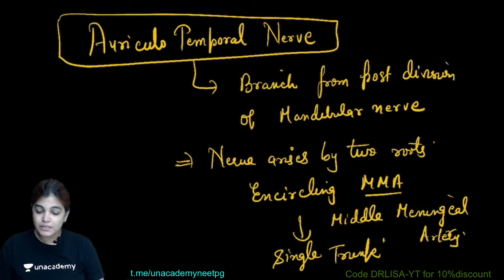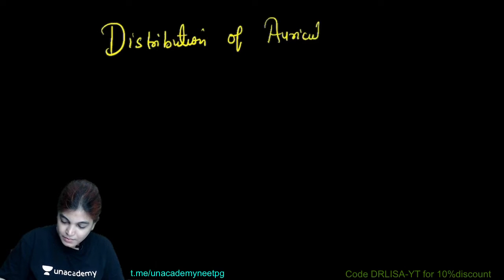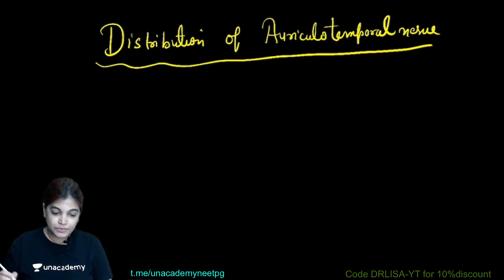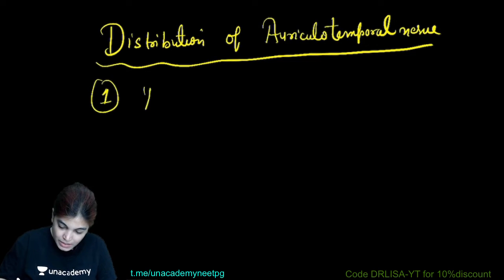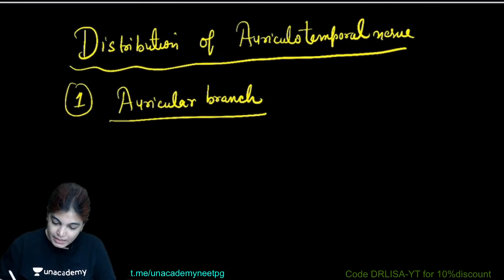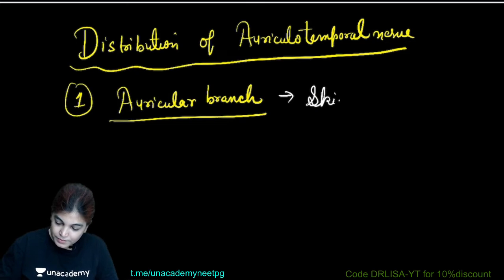Now, just in brief, I want to tell you about the distribution of the auriculotemporal nerve. Write down the heading: distribution of auriculotemporal nerve. Starting with the first branch, the auricular branch. What does the auricular branch of the auriculotemporal nerve supply? It supplies the skin of the tragus.